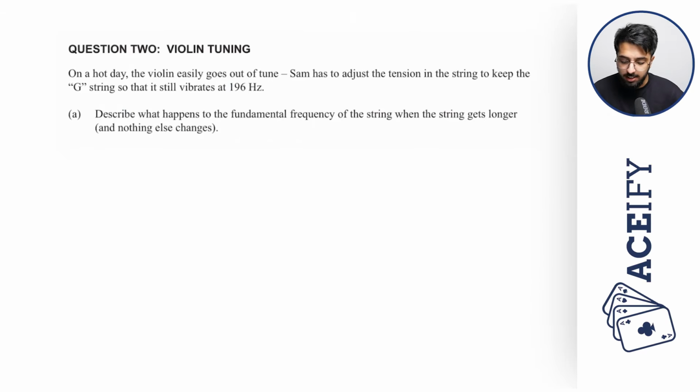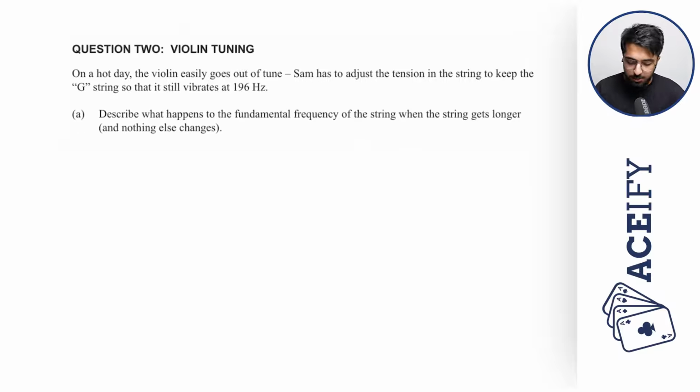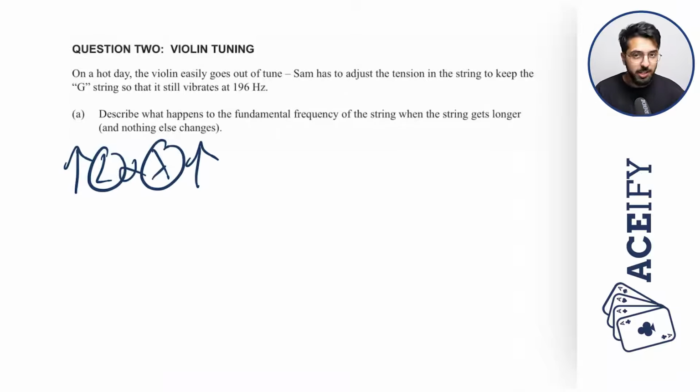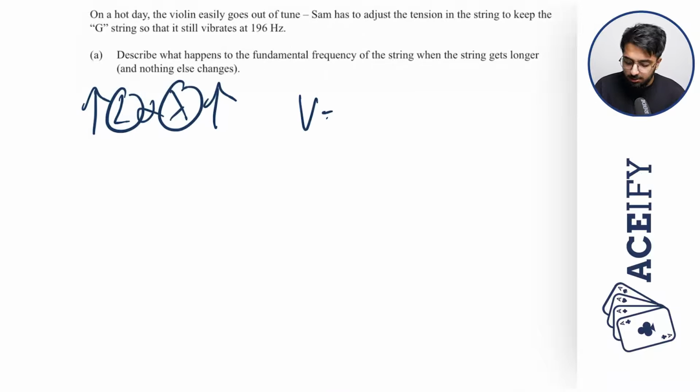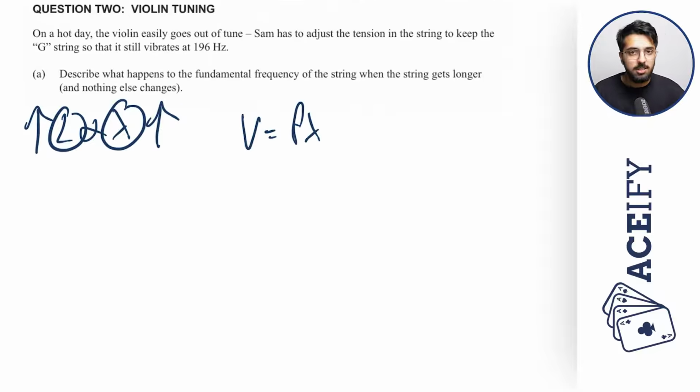On a hot day, the violin easily goes out of tune. Sam has to adjust the tension in the string so the G string will still vibrate at 196 Hz. Describe what happens to the fundamental frequency of the string when the string gets longer, and nothing else changes. So because we know our length is directly proportional to our wavelength, if our length increases, this means our wavelength will also increase, and therefore, as we know, v is equal to f lambda, because nothing else changes and therefore the velocity of our wave does not change. If our lambda is going to increase, this means our frequency must decrease.